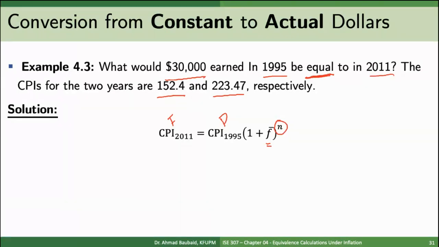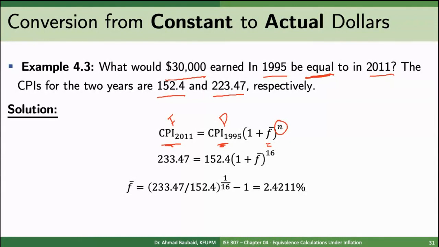So the CPI increased from this amount to this amount over 16 years. And I need to find the average inflation rate. So I'm given the two CPIs. I computed N, which is 16. I just plug in and I solve for F prime, and I find that it is 2.42%.